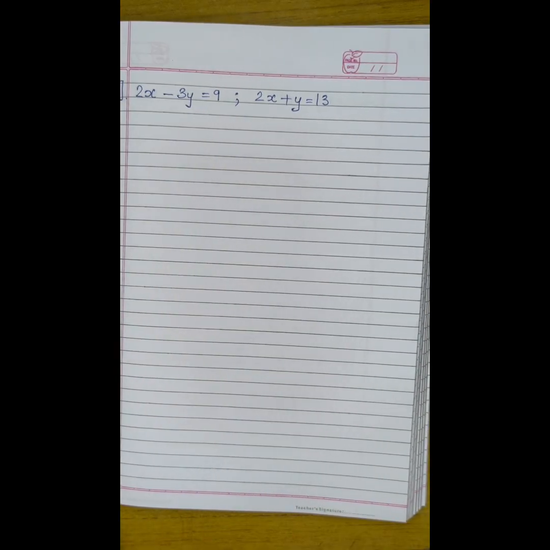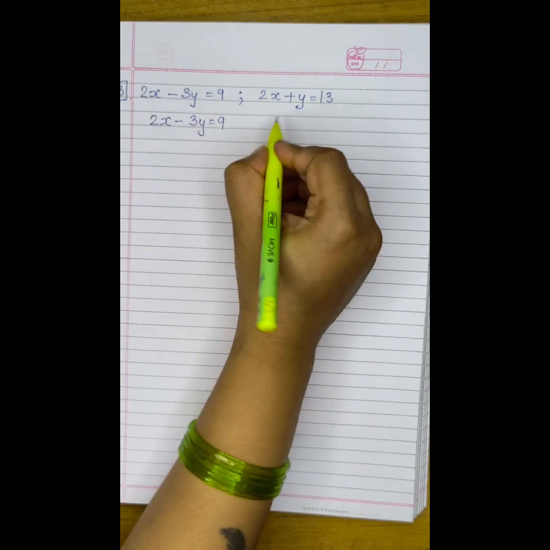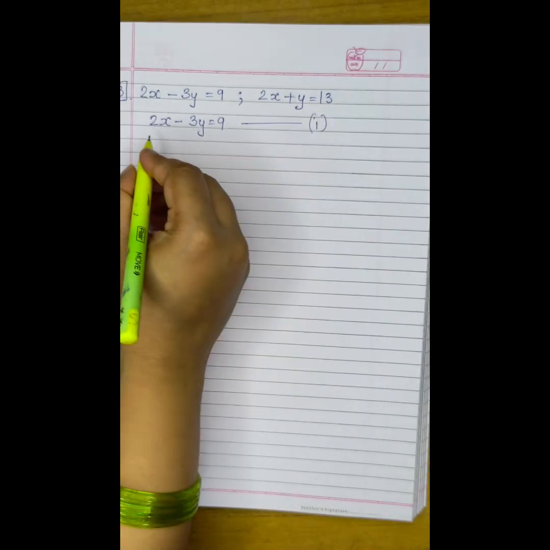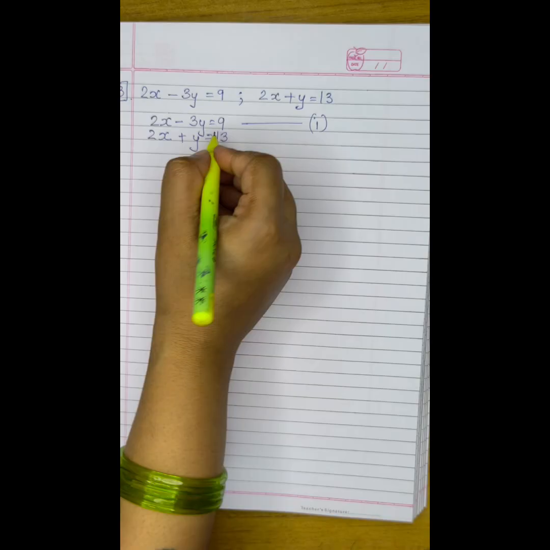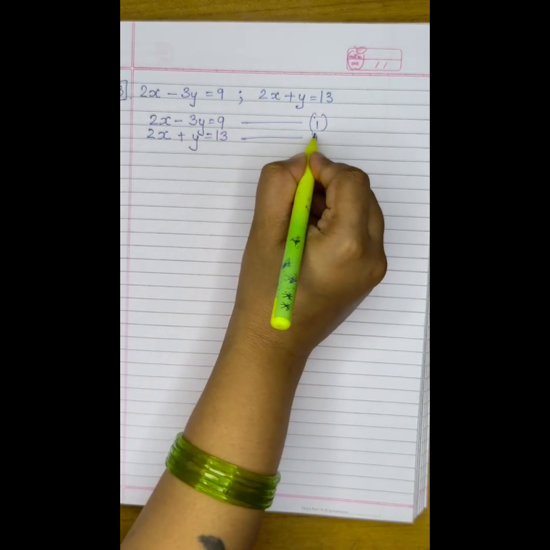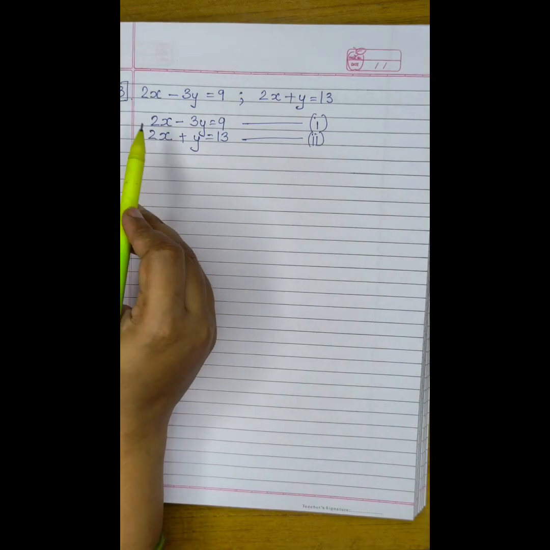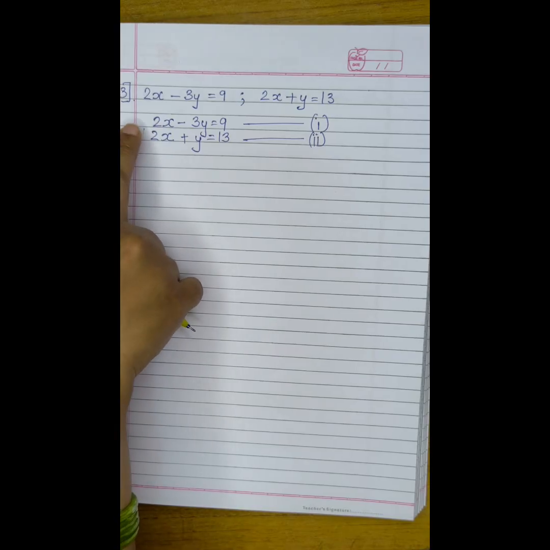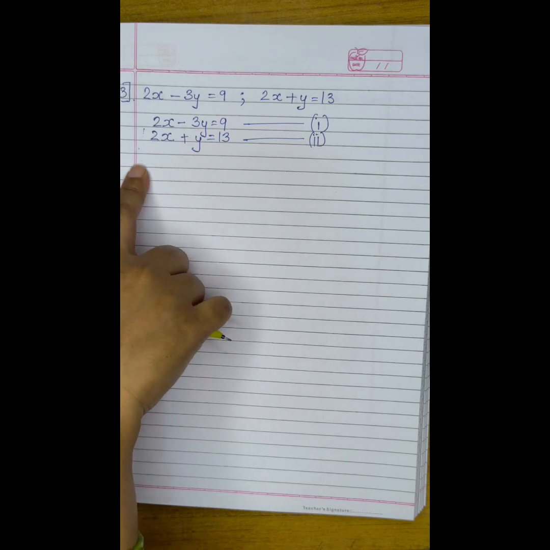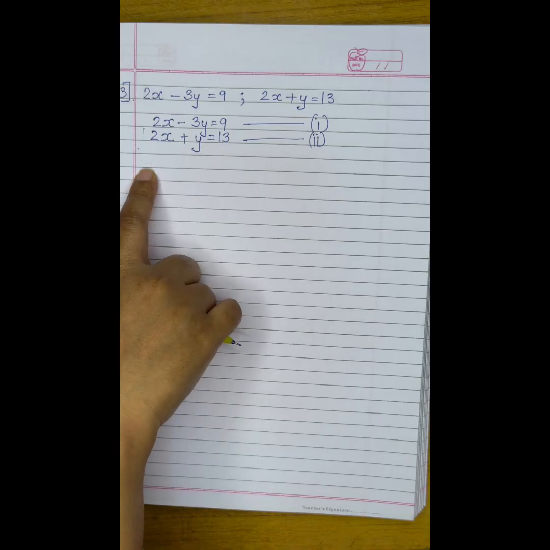Now first we will write down both the equations. 2x minus 3y is equal to 9. This is your first equation. And 2x plus y is equal to 13. This is your second equation. Now you see these equations. We have same numbers here and same signs. We need opposite signs, one should be plus, one should be minus. Then we can add the equation. But if you have the same numbers and the same plus sign, we will subtract the equation. We don't have opposite signs, so we are going to subtract the equation.